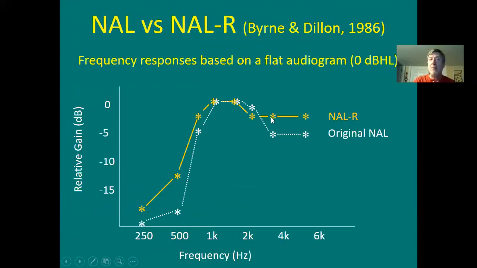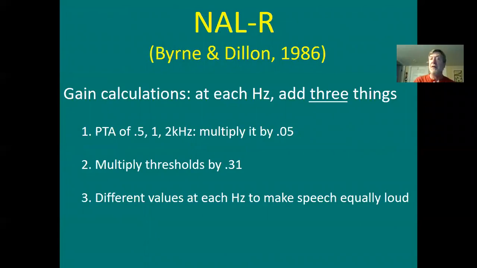So how did they accomplish this? By reducing the gain, but the original NAL overcompensated. Subsequent research showed don't cut them quite as much. You did a little bit too much there. So the NAL-R provides a little bit more low frequency gain than the original NAL did. But for the NAL-R, which was the king of the whole planet for years, the most popular of the four fitting methods, they did 3 things to come up with their targets.